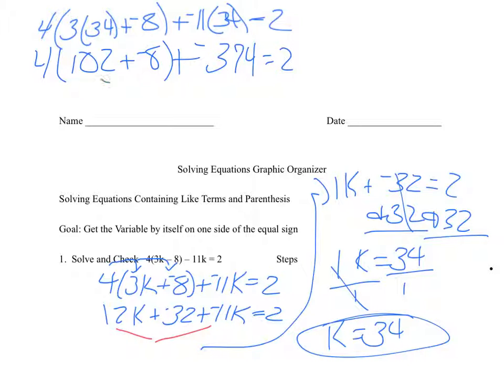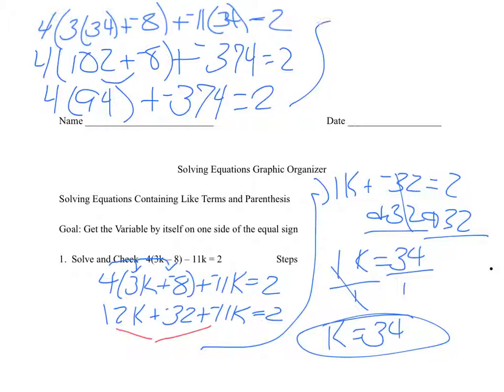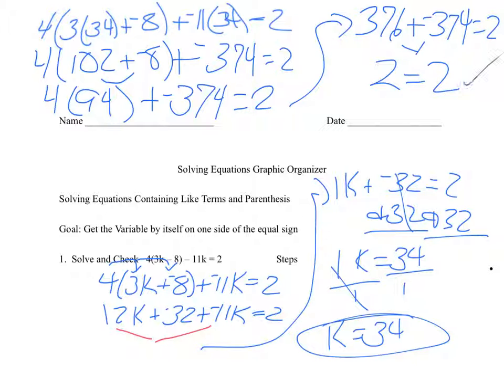I'm going to add the two pieces in the parentheses together, so 102 plus a negative 8. And that's going to give me 94. So 4 times 94 plus negative 374 needs to give me 2. 4 times 94 is actually 376. Plus negative 374 needs to equal 2. When I add those two large numbers together, I actually get the positive 2 that I'm looking for. So my answer will, in fact, check.